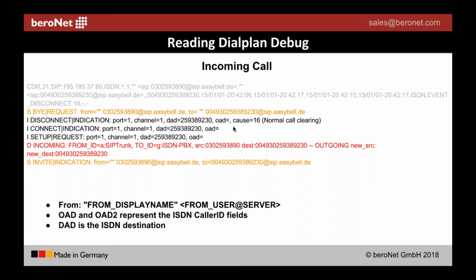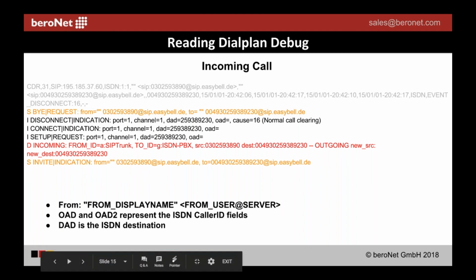Okay, so now we need to figure out the OAD. The OAD is your caller ID. And from what I can see here, there's nothing here, so I'm assuming what the gateway is doing is it's trying to take the OAD from this from display name section, and there's no number there, obviously. And so what we need to do is make sure that there's a number there. So we need to go back into the gateway and set it up so it sends it from user instead of from display name.